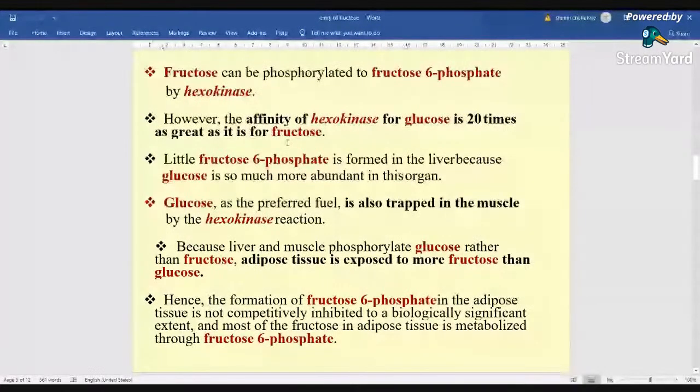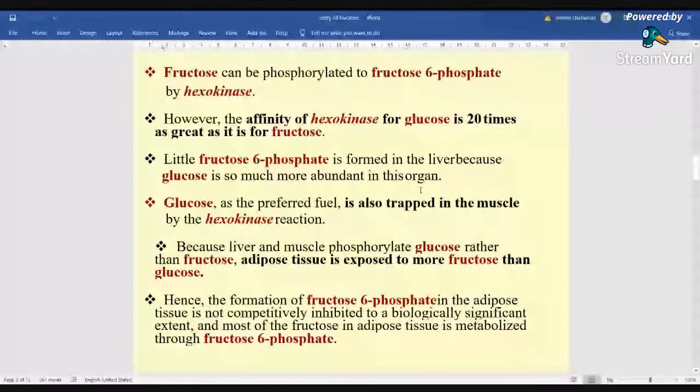The affinity of hexokinase for glucose is 20 times as great as it is for fructose. We know that hexokinase has the ability to convert fructose to fructose 6 phosphate, but it has more love for glucose than for fructose. Therefore, whenever glucose is present, it will phosphorylate glucose rather than fructose. So, little fructose 6 phosphate is found in the liver because glucose is so much more abundant in this organ.